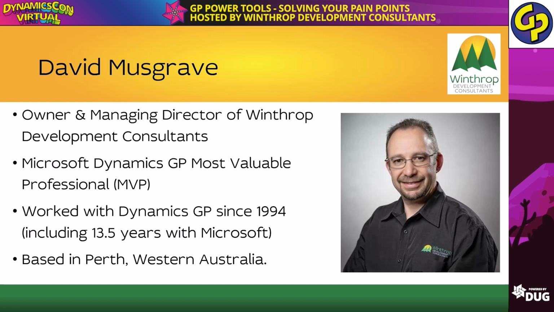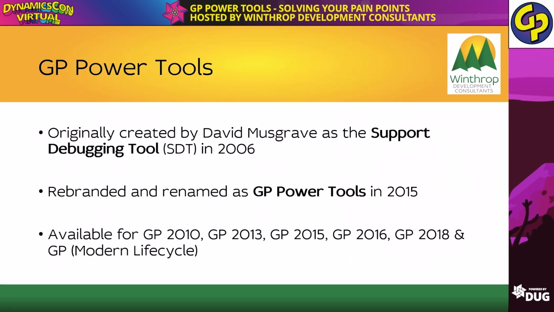I've been in the GP world since 1994, so this makes my 30th year, and I'm based in Perth, Western Australia. GP Power Tools was originally known as the support debugging tool and was created starting in 2006. When I left Microsoft in 2014, I was able to get the rights to it, and it was rebranded and re-released as GP Power Tools in 2015. GP Power Tools is available for versions of GP from GP 2010 onwards. The latest Build 31 is only available for the modern lifecycle builds of 18.2 and later.